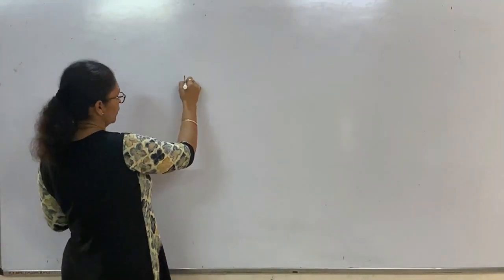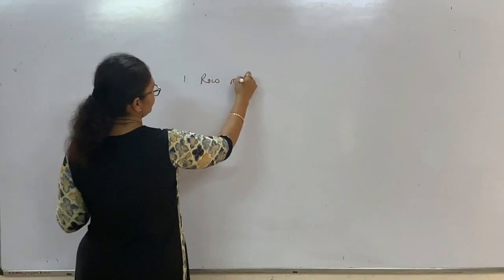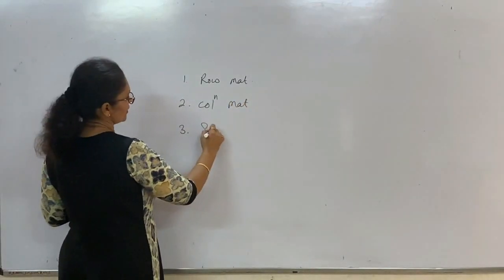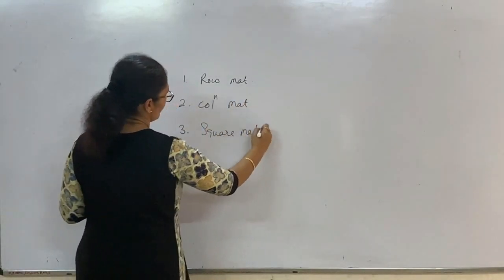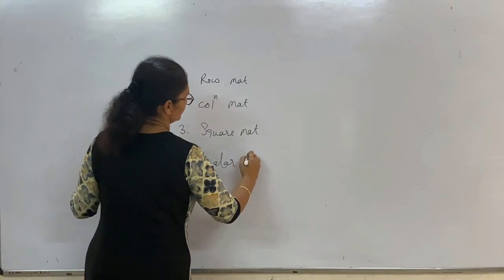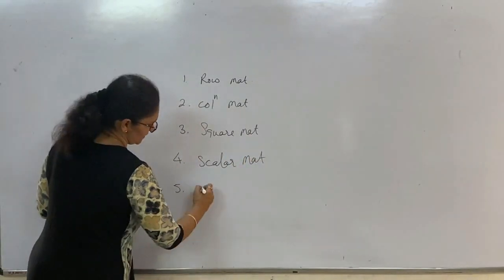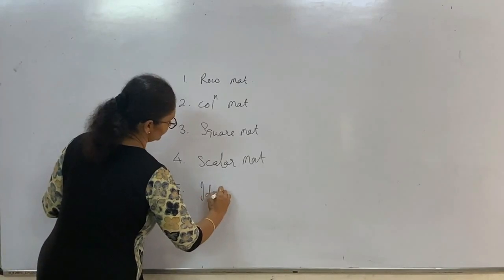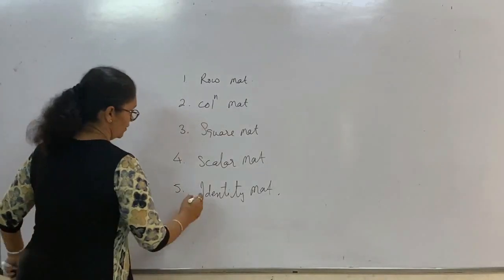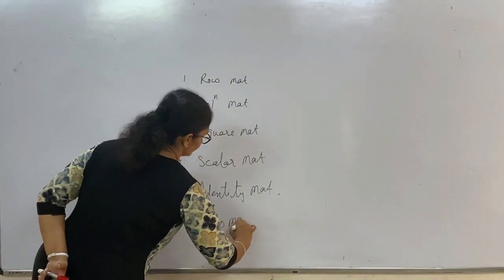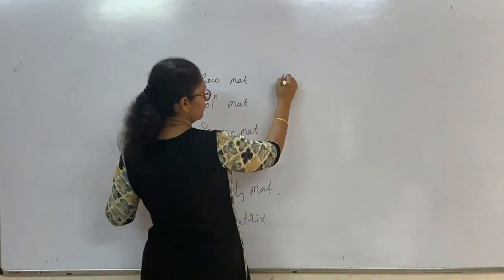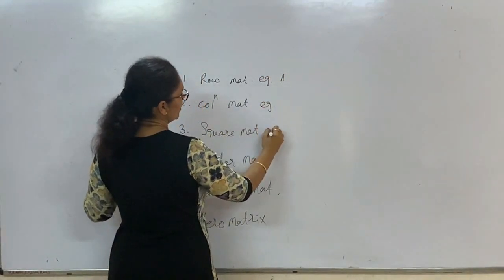So let's discuss one more time. First we discussed row matrix. Second, column matrix. Third, square matrix. Fourth we discussed scalar matrix. Fifth we discussed identity. Then we discussed zero matrix, and diagonal we have already discussed. Now we take one example of each, so it will be more clear to you.